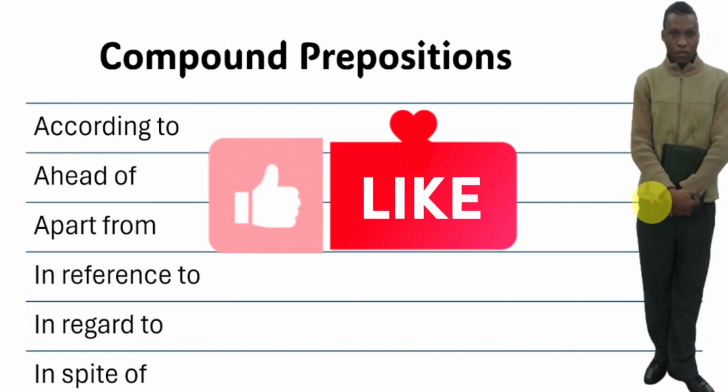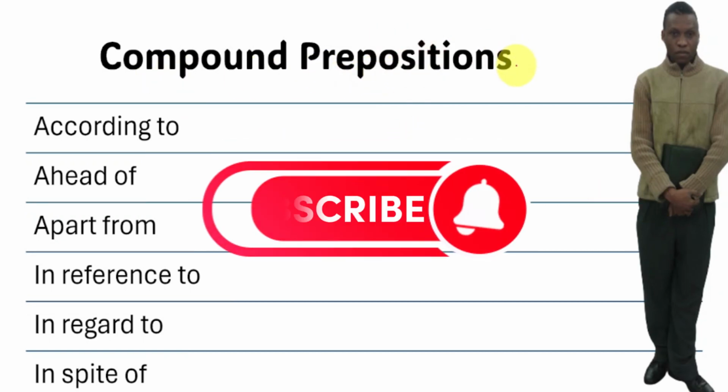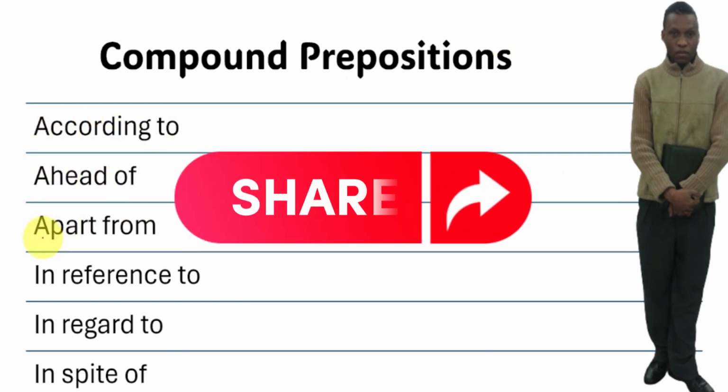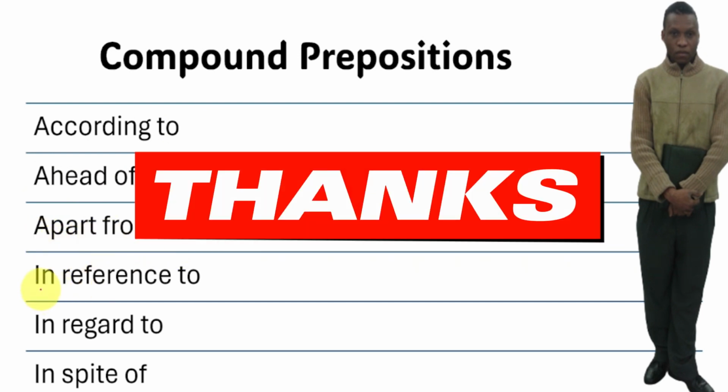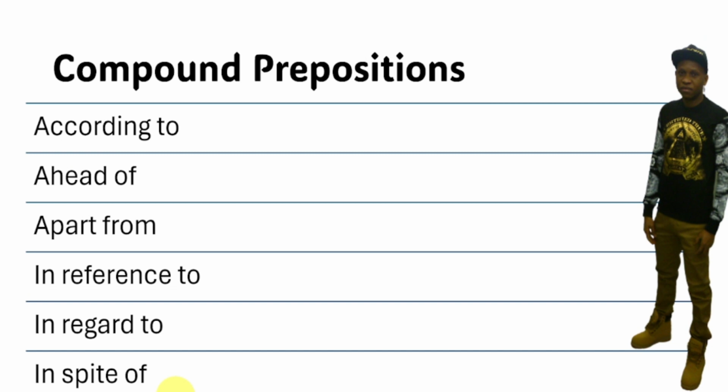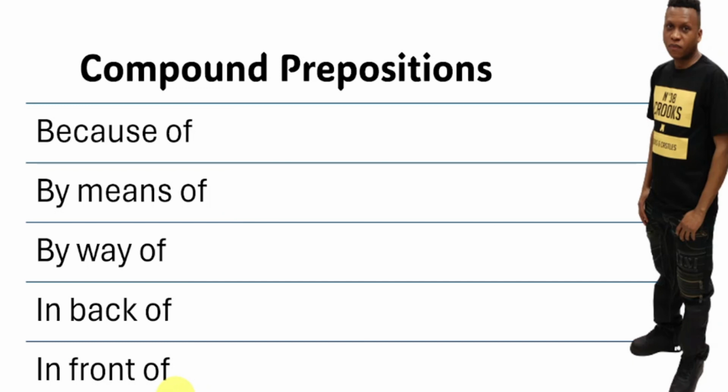So we're gonna look here at compound prepositions. So if you take a look, we have according to, ahead of, apart from, in reference to, in regard to, in spite of. So these ones are part of compound prepositions. Okay, so you're gonna hear because of, by means of, by way of, in back of, in front of.